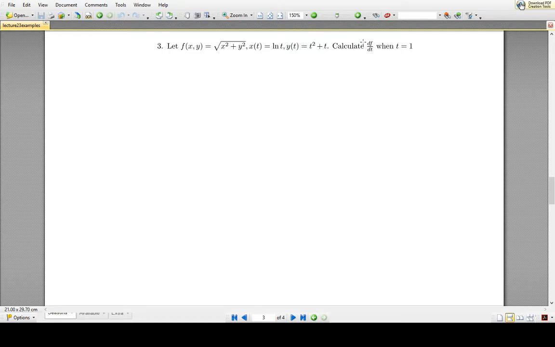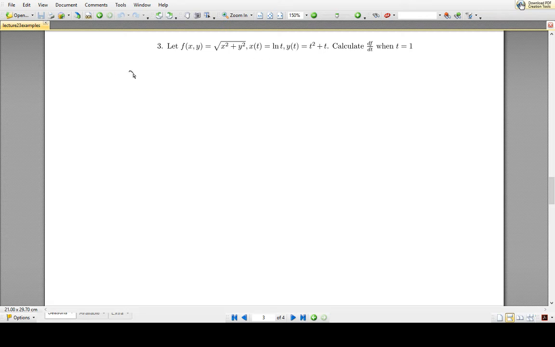And what they would like to have us calculate is the rate of change of f with respect to the variable t when specifically t equals 1. So we're going to need to use the chain rule here, because what they're asking for is how fast is f changing with respect to t, but we can only get to the variable t by going through x and y. So we need the chain rule in this question here.